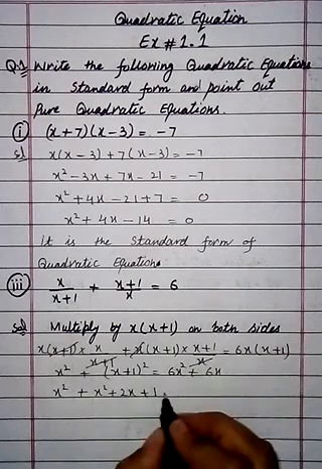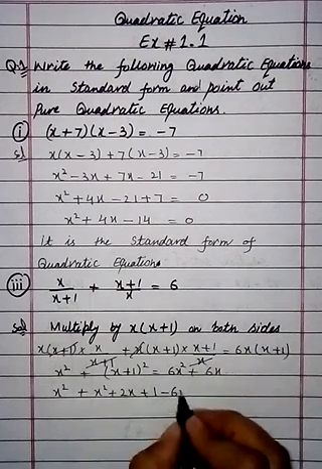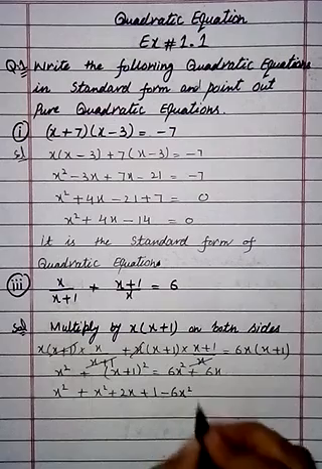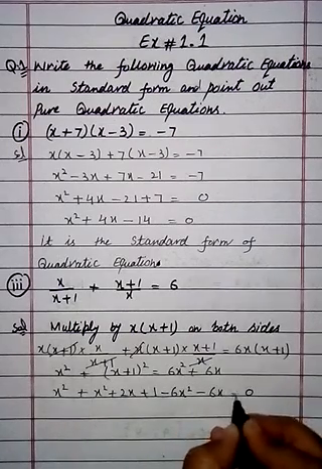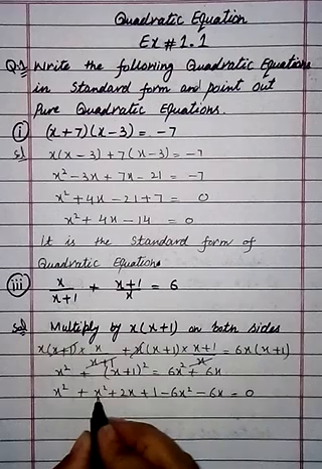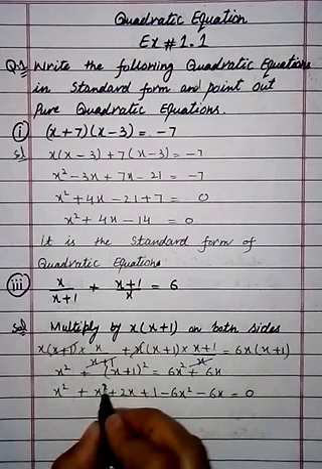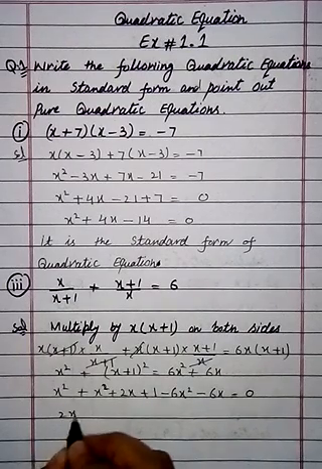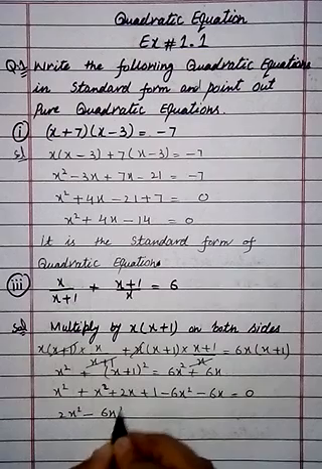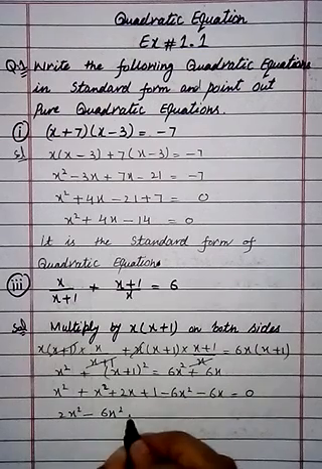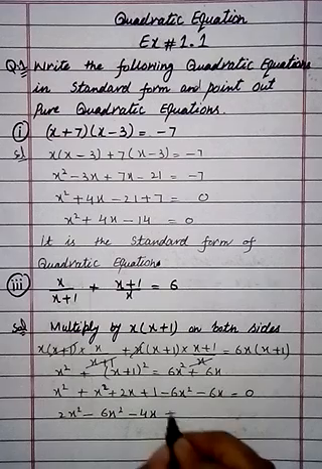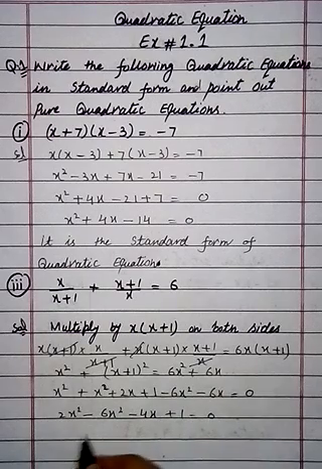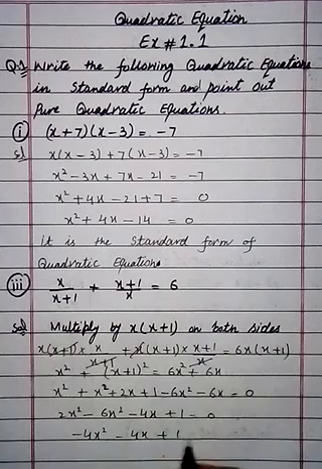Now shift the right side values to the left side, then the sign will be changed. Minus changes into plus and plus changes into minus. So it will be equals 0. Now x square plus x square, its coefficient is 1, so 1 plus 1 is 2x square, minus 6x square, and 2x minus 6x is minus 4x, because the bigger number has the sign of minus. So plus 1 written as it is. Now minus 4x square minus 4x plus 1 equals 0.